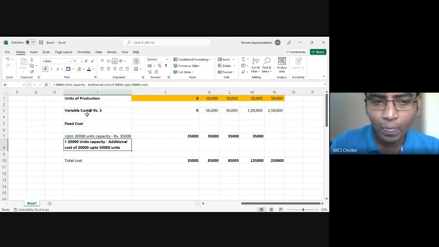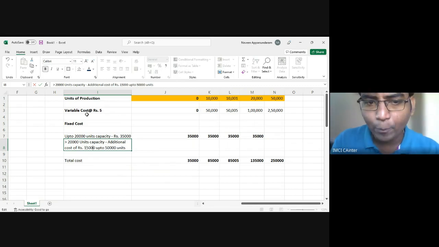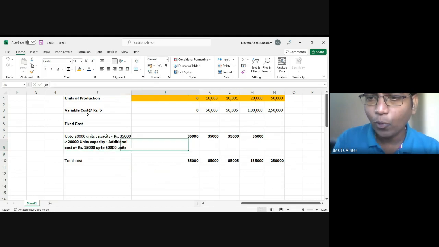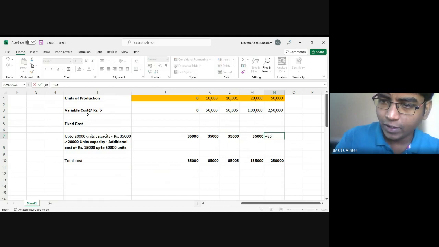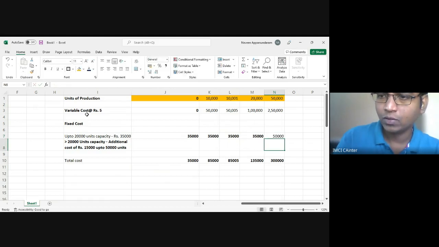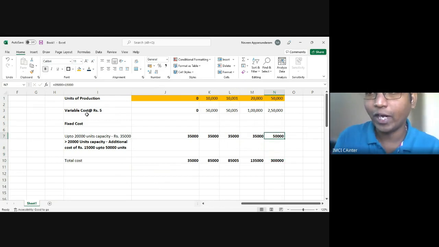So here I'm saying greater than 20,000 units of capacity, additional cost of rupees 20,000, or I can say 15,000. Let us take 15,000. 15,000 for difference. 15,000 up to 50,000 units வரைக்கும் we're gonna incur only, let's say it is 15,000. So which means 35,000 plus 15,000. So my cost is going up to 3 lakhs. So additional space, I'm taking it for additional production and up to 50,000 units produced extra space which I'm taking, that is on rental basis. So rental basis which I'm taking, which is a fixed cost.